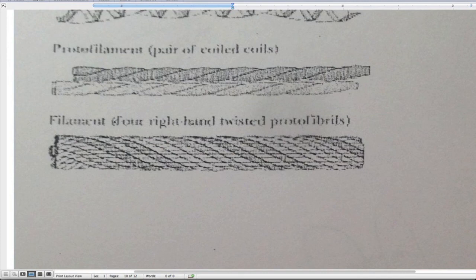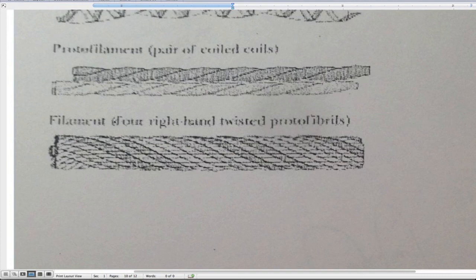What type of molecule is alpha-keratin? Is it a protein? That's what I was going for. Good. It's a protein. What's the structure of alpha-keratin? The structure of alpha-keratin is alpha helix.